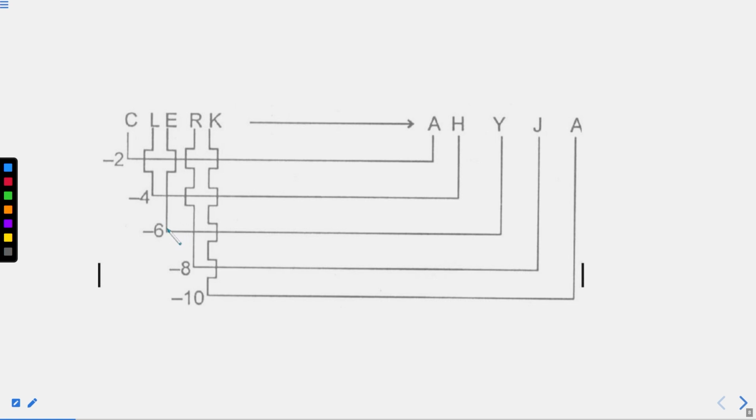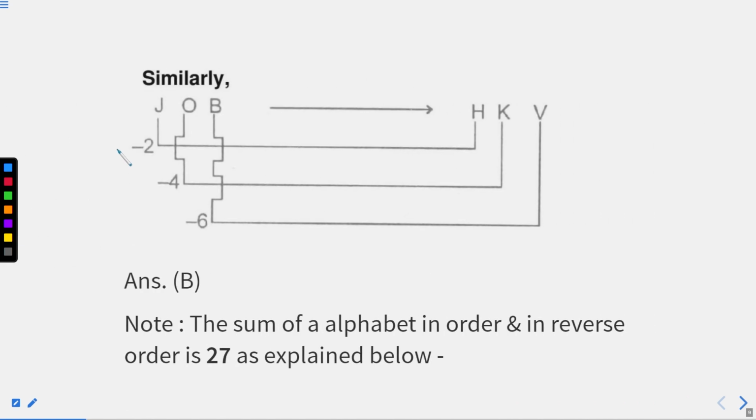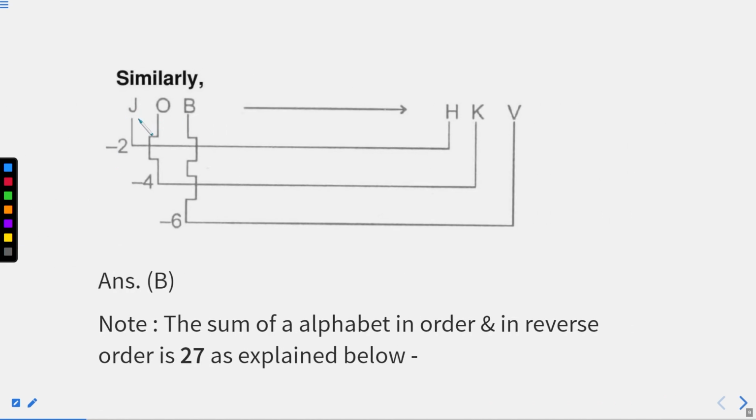Okay, so we are supposed to follow the same sequence or the same pattern for the question word, that is JOB. For J, we'll subtract 2. For O, we'll subtract 4. For B, we'll subtract 6. If any other letter comes after B, we'll be subtracting 8, 10, 12 and so on. For that, we get our response as HKV. So this is our answer. This is our coded word, which is option number B.